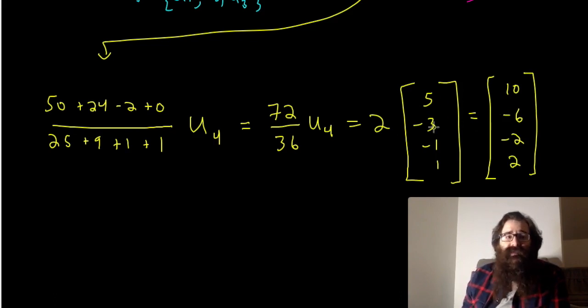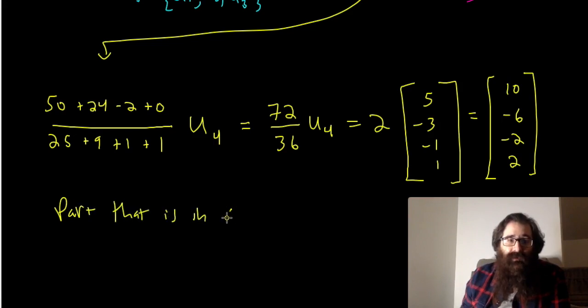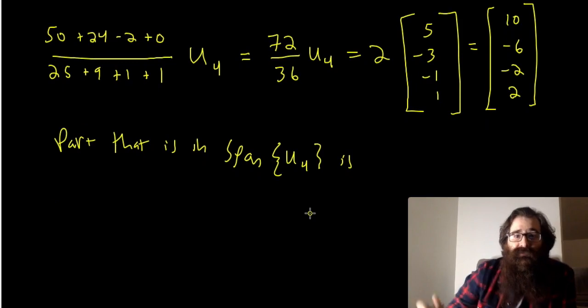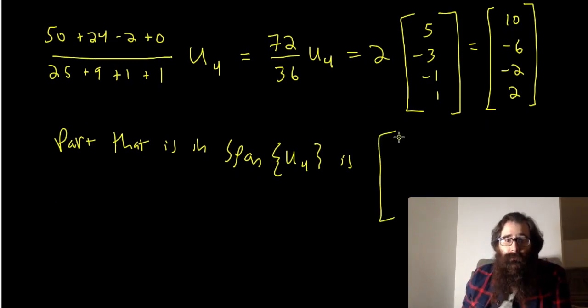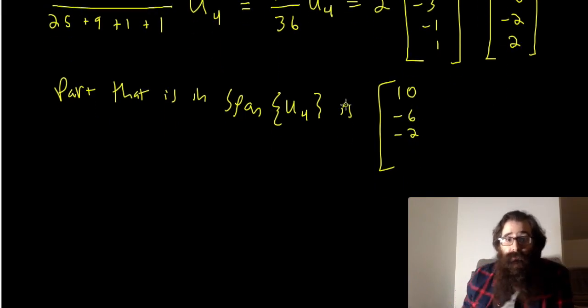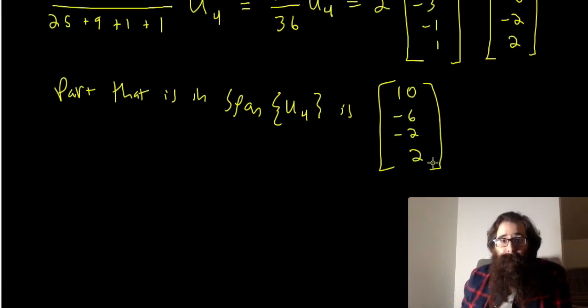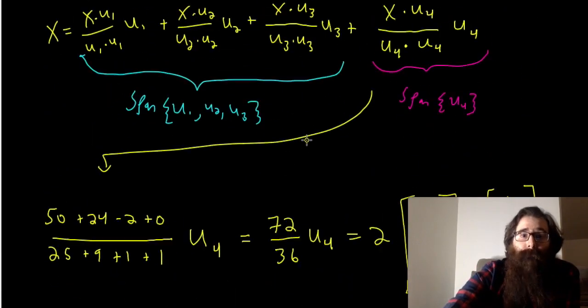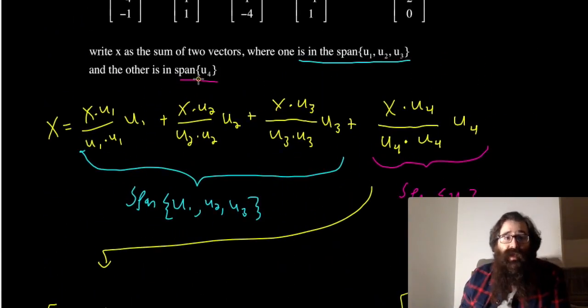So this is the piece that's in the span of u sub 4. So we'll say the part that is in the span of u sub 4 is this vector right here: 10, negative 6, negative 2, and then positive 2. But I want to find the other part as well. So I have this part underlined in pink, but I want the other part that's in the span of u1, u2, and u3.